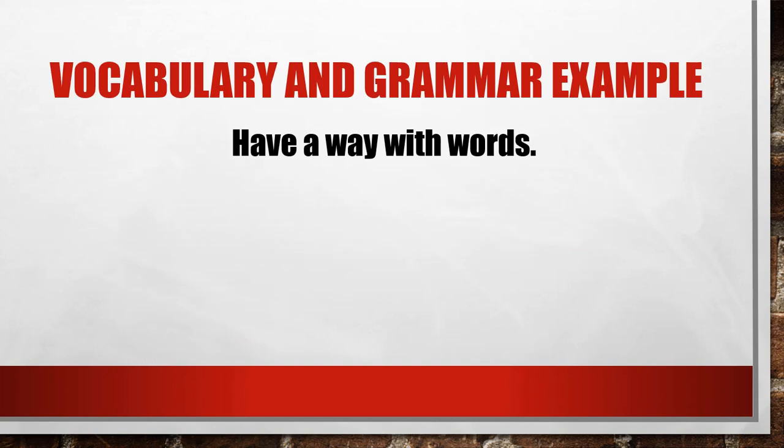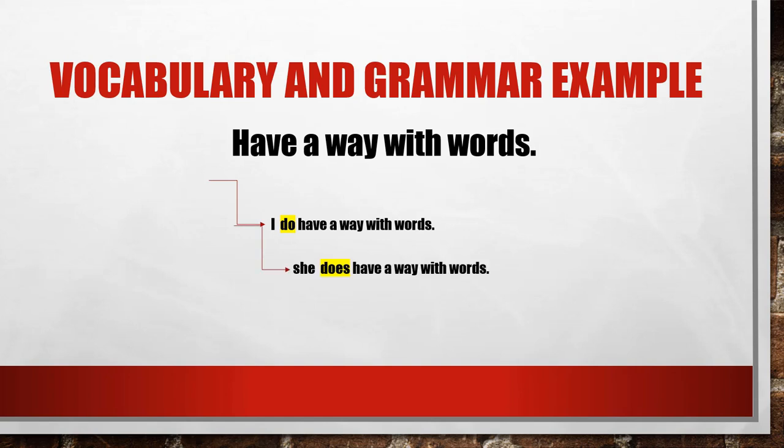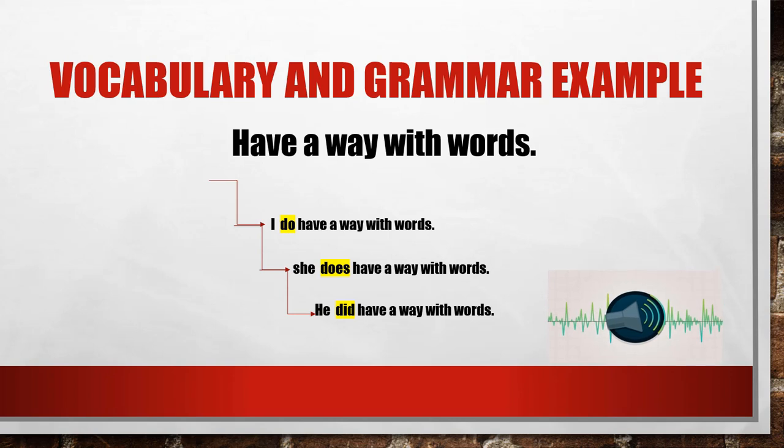Vocabulary and grammar examples. I have right here one expression that you're going to learn on this topic: have a way with words, okay? Let's mix it with the grammar and the auxiliary verbs that we are looking at. The first one: "I do have a way with words." The second example: "She does have a way with words." And the last example: "He did have a way with words." It's in past, right?